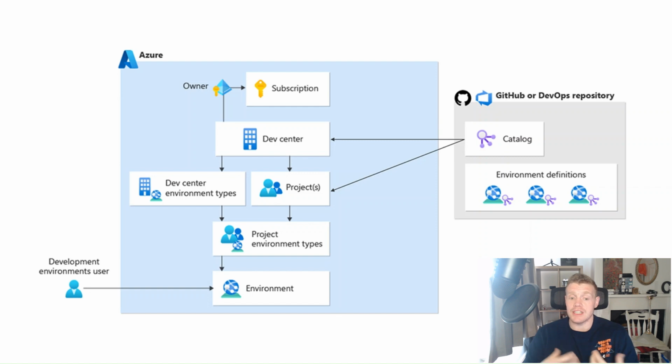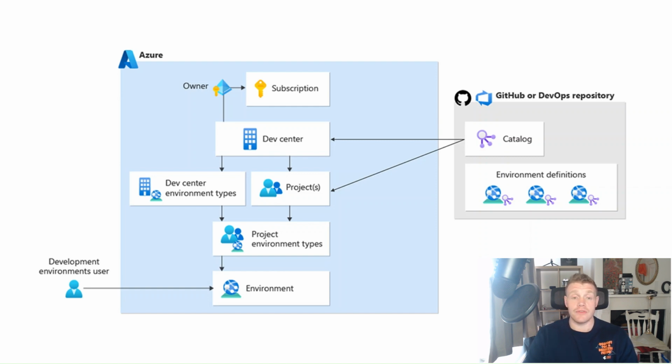Now, you can attach catalogs from either GitHub repositories or Azure DevOps Services repositories. Deployment environments will essentially scan the specified folder of the repository to find all the environment definitions within that repository. Those environment definitions are then made available to all projects that are associated with the Dev Center.